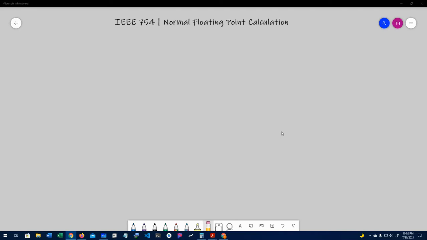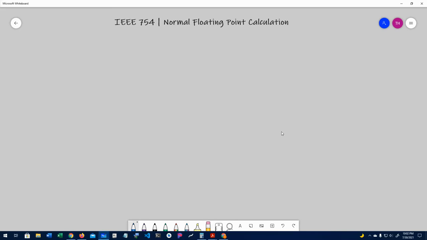The value as far as the formula goes. So the value for IEEE 754 is -1 raised to the sign bit, multiplied by the mantissa, multiplied by 2 to the e.